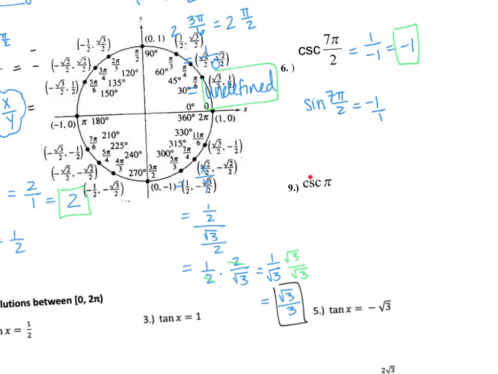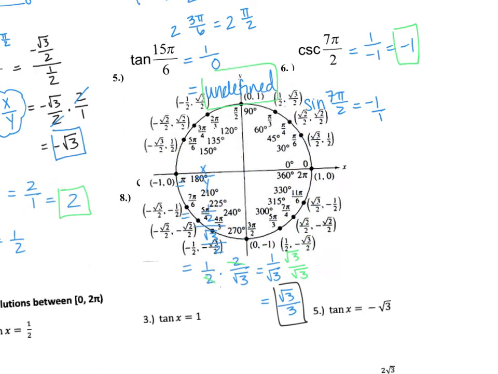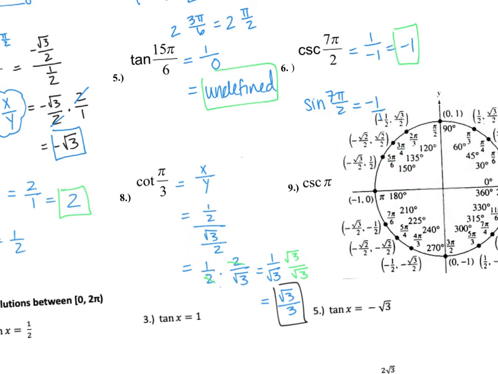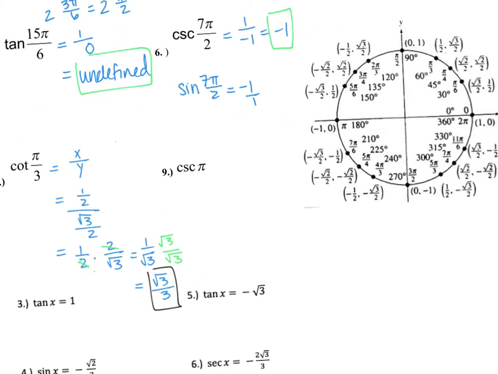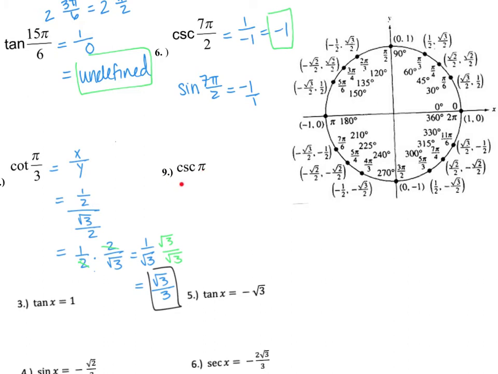Cosecant here is the reciprocal of sine. So let me pull out my unit circle for a moment here to the side. For cosecant at pi, let me use sine first. Sine at pi is the y value. Here's pi. The y value there is 0.